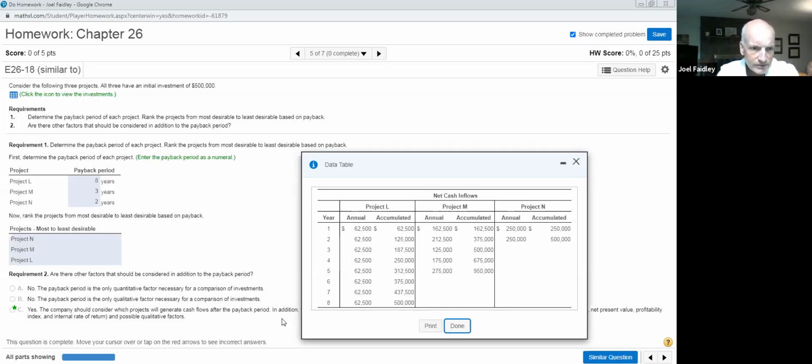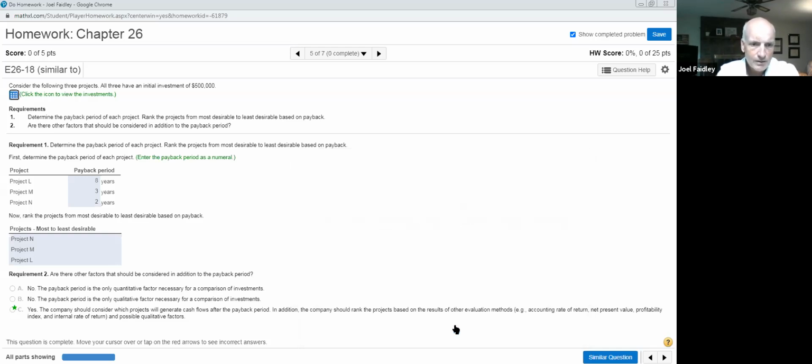Other factors you consider. Yeah, there's always other factors to consider. Consider which project will generate cash flows after the payback period, right? So it's not just about making back your initial investment. How much you're going to save beyond the payback period? That's when you start realizing cost reductions or cost avoidance. So there's always other things to consider.